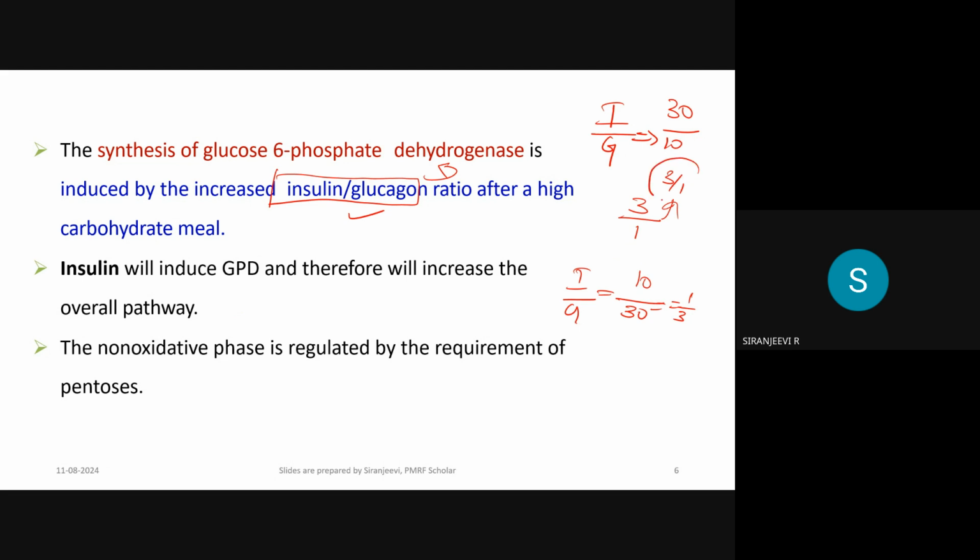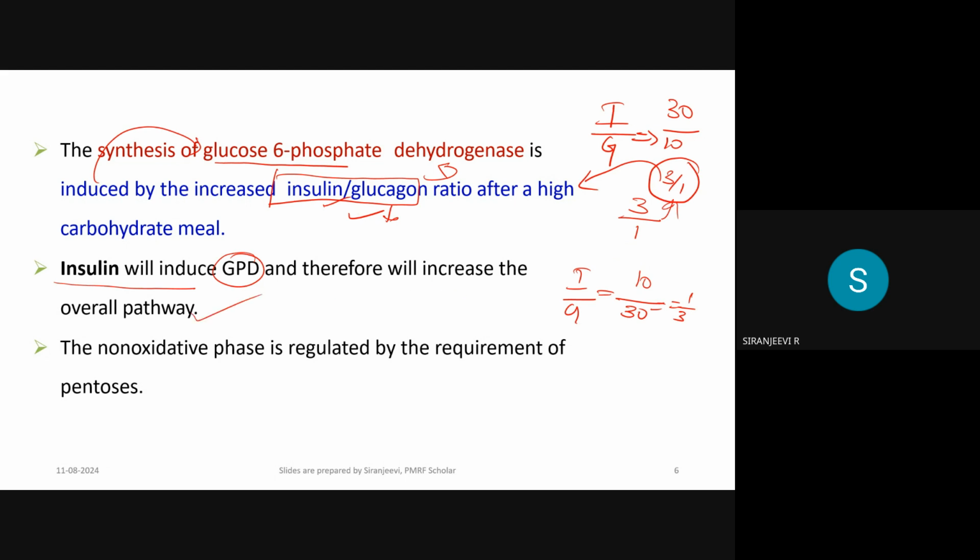So I'm giving one such example. After a high meal, what will happen? We will have increased levels of insulin and reduced levels of glucagon. The reason is the food has to be digested in the body. So that will induce the enzyme called glucose 6 phosphate dehydrogenase. So that is what people are saying: insulin will induce glucose 6 phosphate dehydrogenase, and therefore will increase the overall pathway.